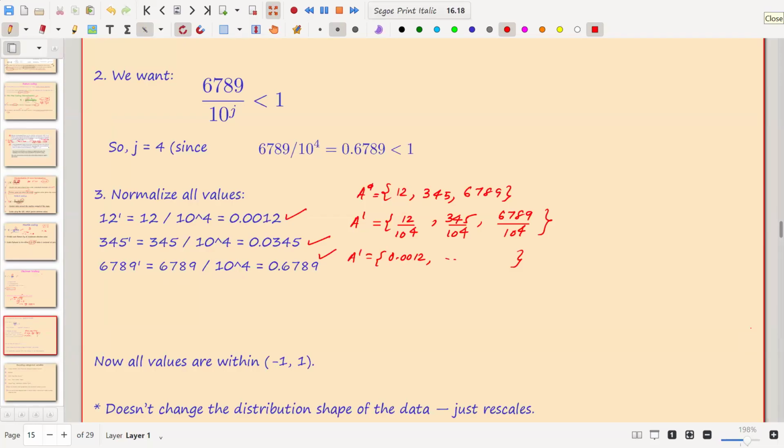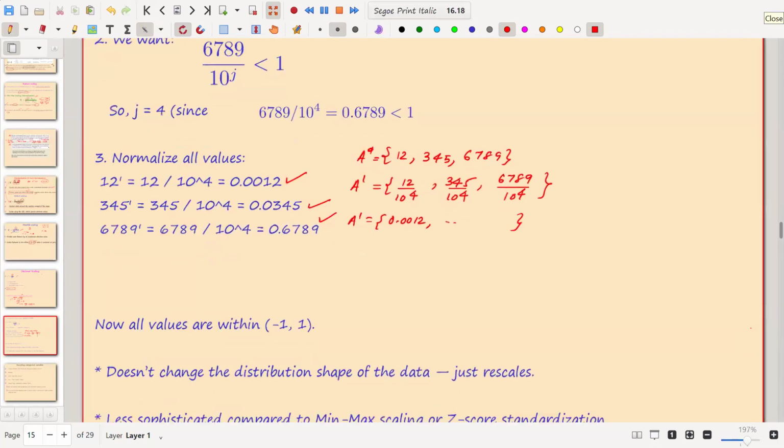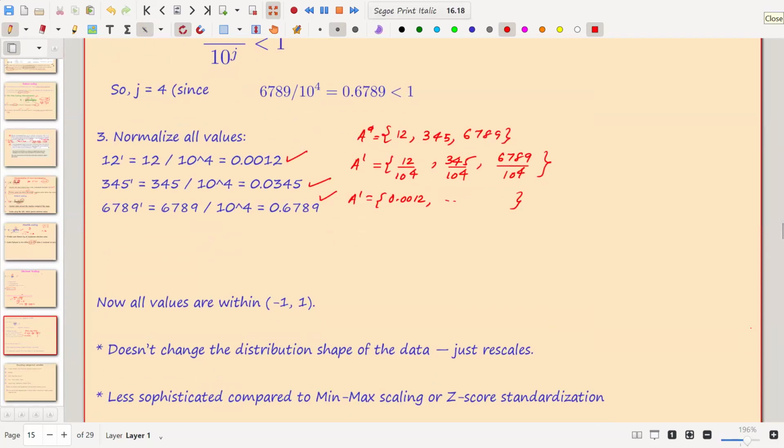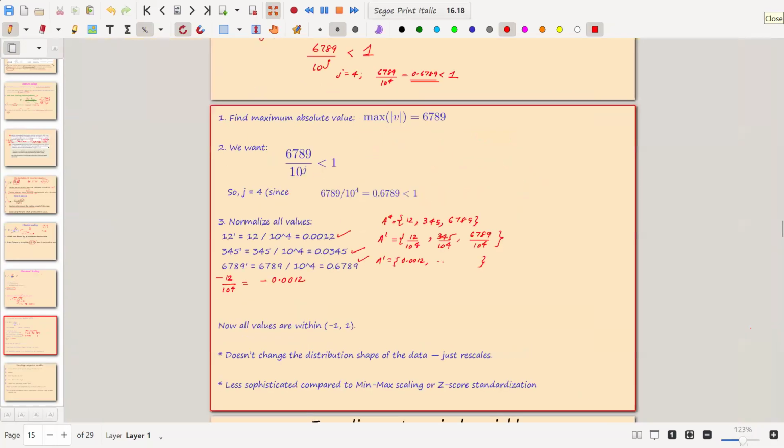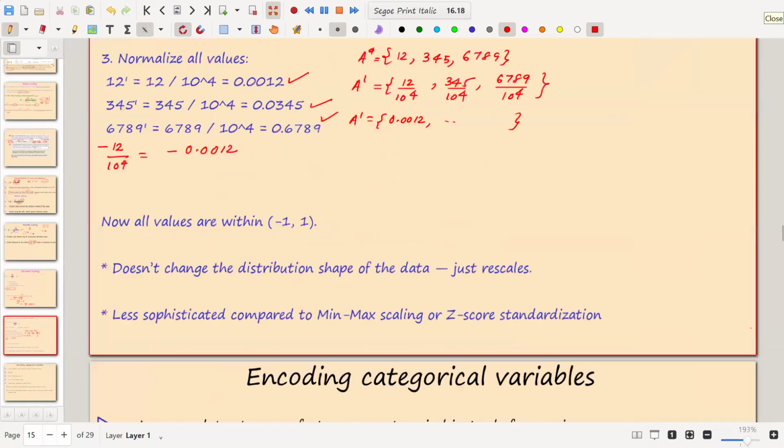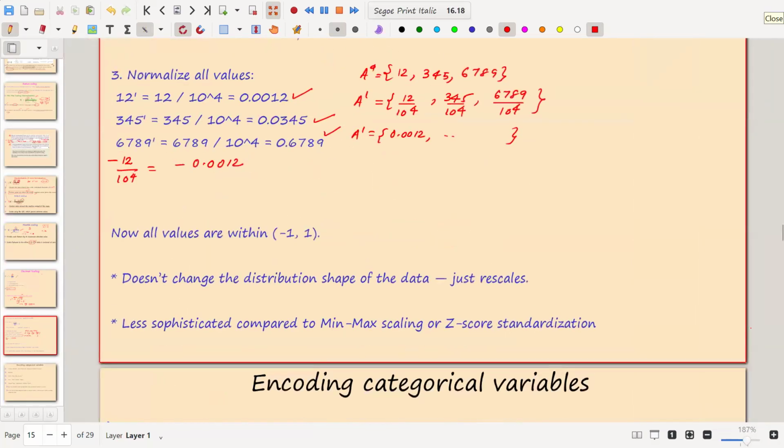I hope that is okay. You can clearly see here I had taken all positive values, but you could have taken negative values. Suppose it is -12. It will be -12 into 10 to the power -4, that is -0.0012. But still it will lie in between -1 and 1. That's the idea. So all of your values will lie in a standard scale. That's the idea of scaling and normalization.